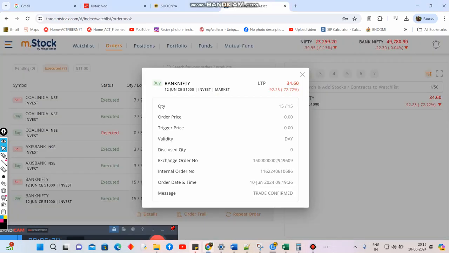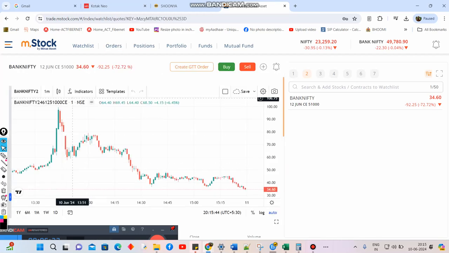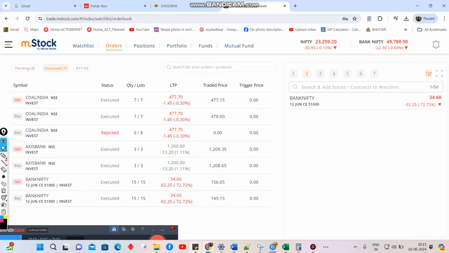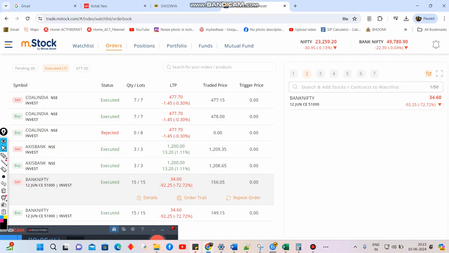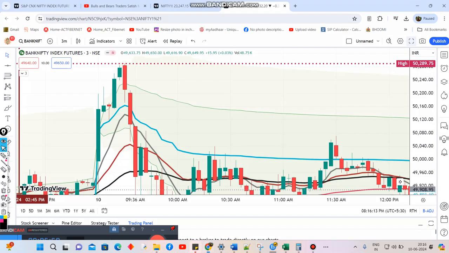9:19:26. I bought at 149 rupees. And exited at 9:24:55. So nearly 5 minutes I exited this trade. I exited my trade at 9:24:55. So 9:19, 9:24:55 here in this candle.